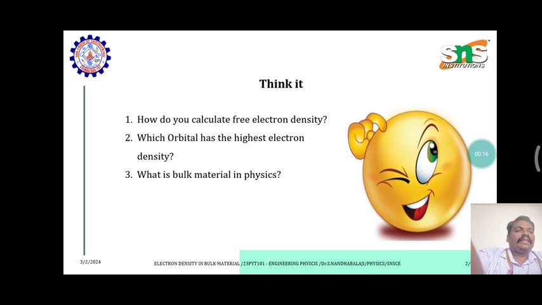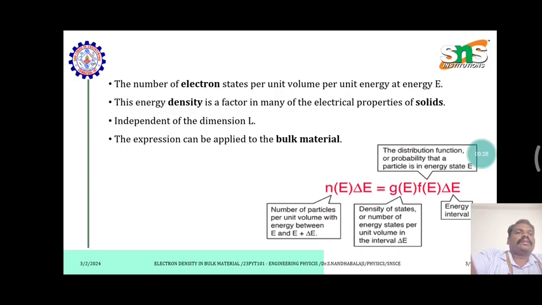Today we are discussing nanomaterials, electron density, and free electron densities. How to calculate the free electron density and highest electron orbital, highest electron densities, bulk material in physics materials. The number of electron states per unit volume per unit energy at energy E. This energy density is a factor in many of the electrical properties of solids. Independent of the dimension L, the expression can be applied to bulk materials.